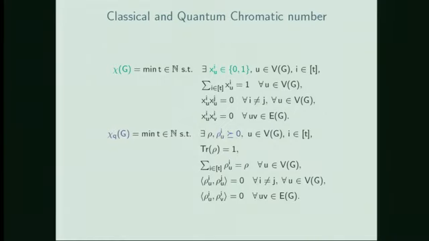So now instead of scalar multiplication, we ask for the trace inner product, and instead of summing up to 1, we ask the variables to sum up to a matrix such that the trace of the matrix is 1. So this is one equivalent definition of the quantum chromatic number, and the idea is the following. This program is a minimization problem which asks for the existence of some positive semi-definite matrices with some linear constraints. And the idea is to transform this problem into a conic optimization problem.